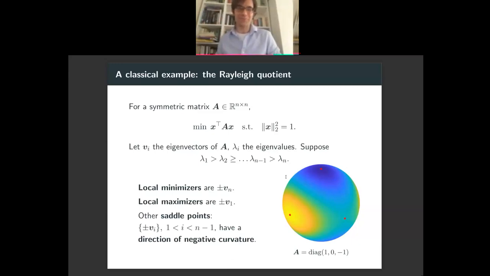If I look for a point where the gradient is normal to the constraint set, that's going to give me that AX is proportional to X. So all of the critical points of a quadratic form over the sphere are eigenvectors of the matrix. And they're graded by eigenvalue. So local minimizers are eigenvectors corresponding to the smallest or most negative eigenvalue. Local maximizers are the biggest eigenvalue. Everything in between is a saddle point.